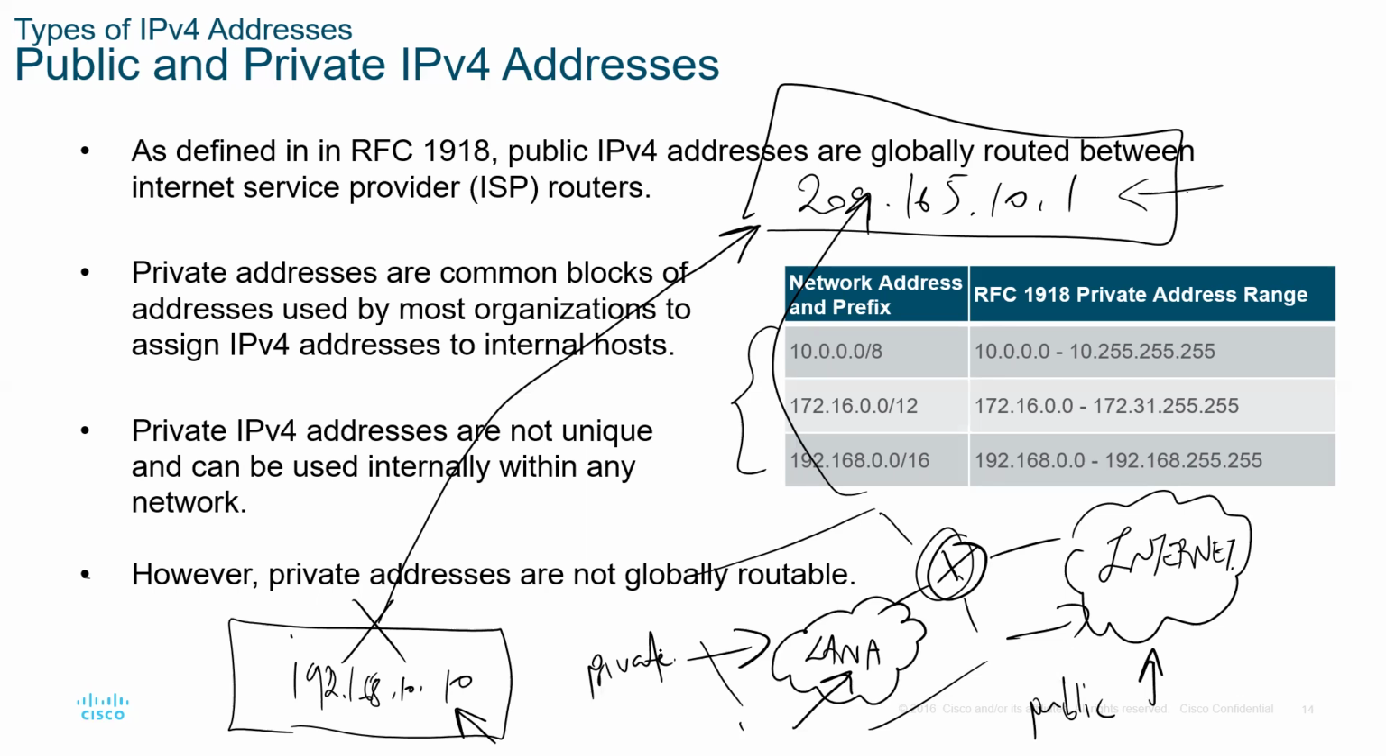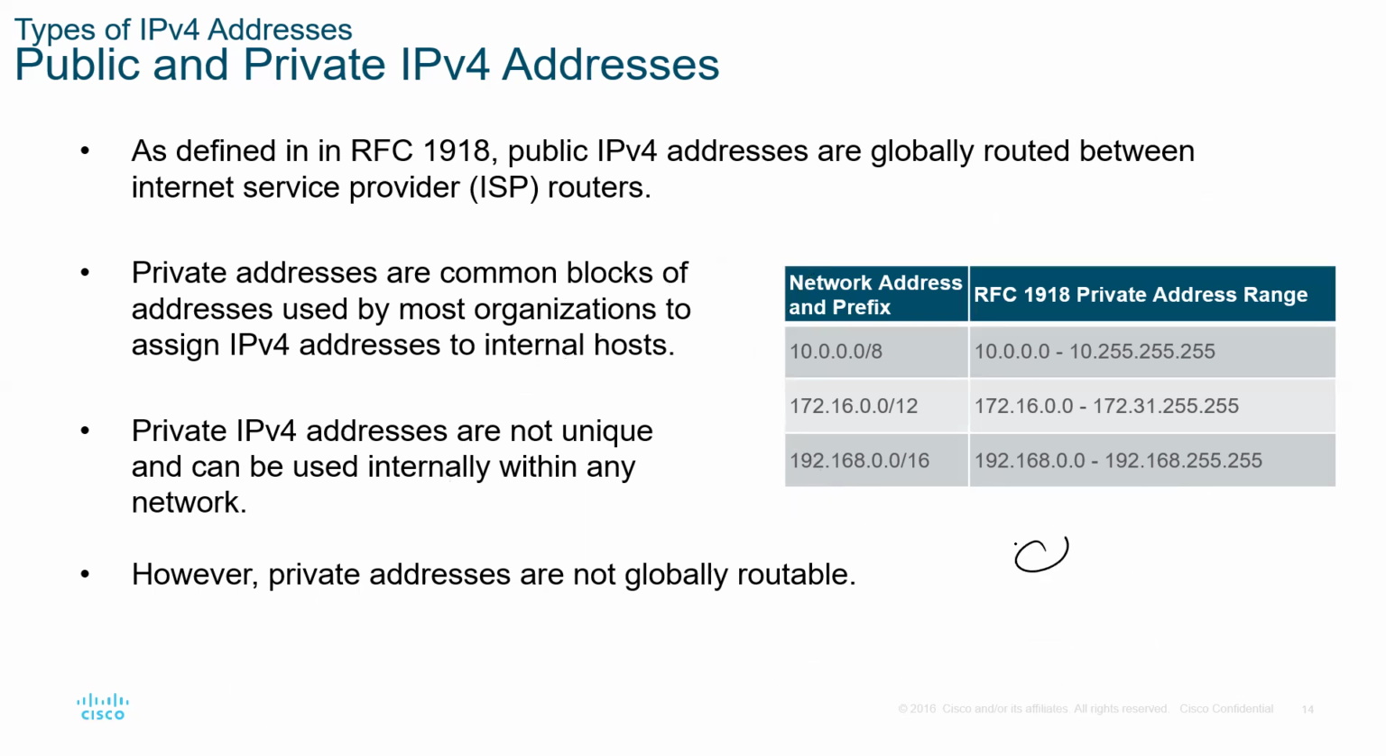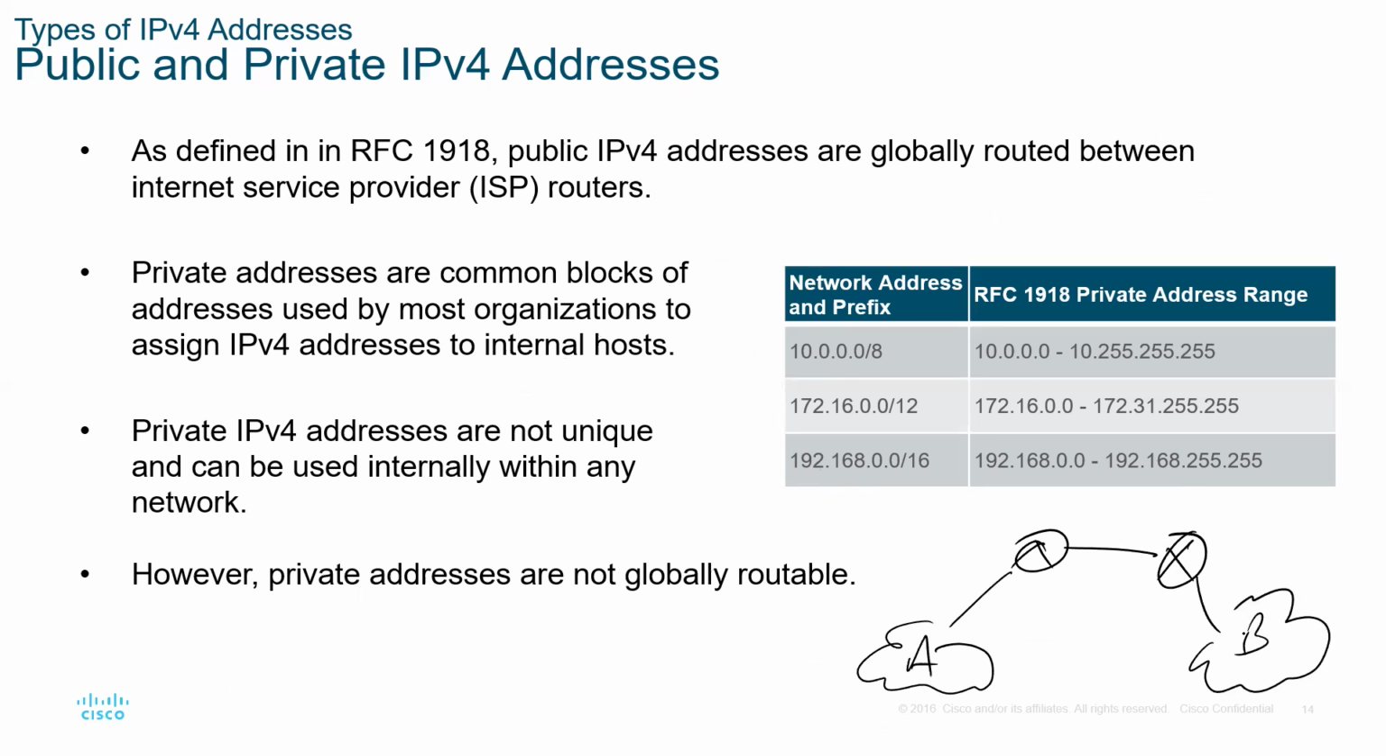That said, as we go, you see that in this private network, LAN A, I can have this IP address 192.168.10. I can have another private LAN. Let me put it this way. Now I have two LANs, LAN A, LAN B. Let's have another router. Let's have LAN B here. So this is A, this is B.